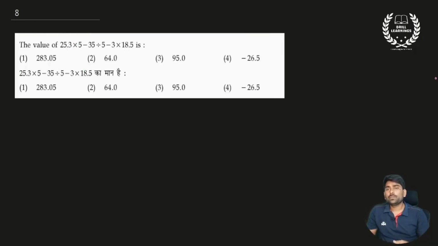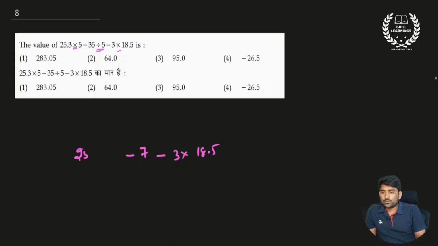Whenever we simplify these kind of questions, we need to follow the order of mathematical expressions. So here division is here, multiplication is here, multiplication here, minus is here. So first priority should be given to division. So first divide that value. So 35 by 5 means 7 we will get here, minus here, minus here. So 3 into 18.5 is here. So write this expression also, 25.3 into 5, right?